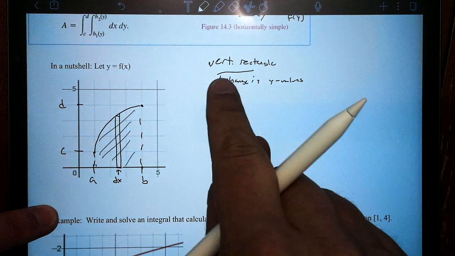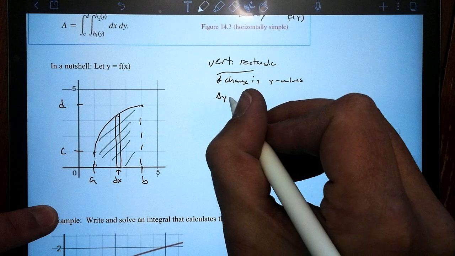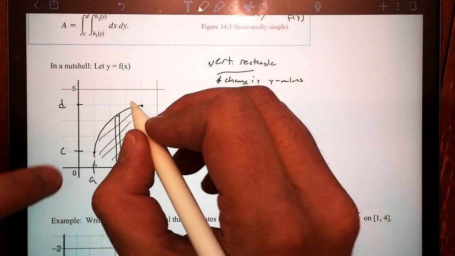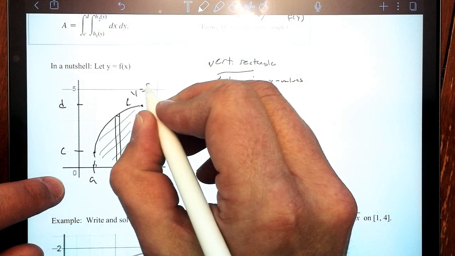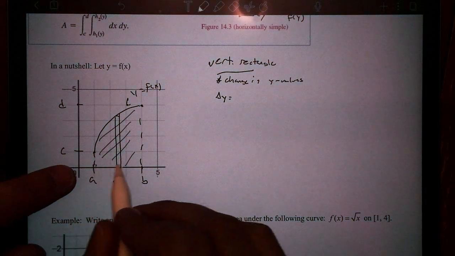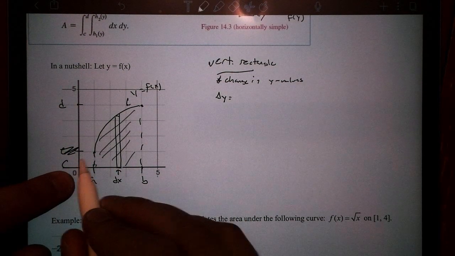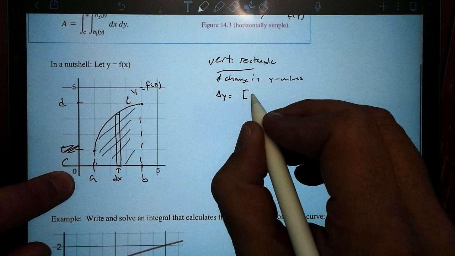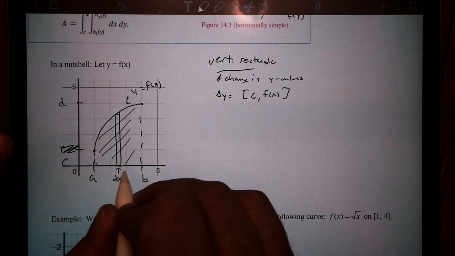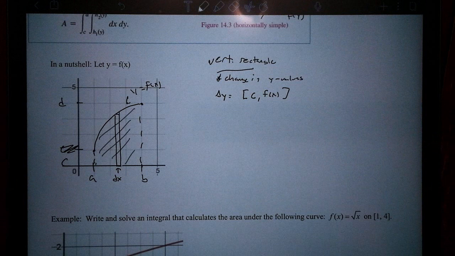So if the vertical rectangle gives me my change in y values, we can say my change in y values are the following. In this case right here, it's going to go from c to the function here. Remember, this function here is y equals f of x. So the smallest value we're looking at is going to be the bottom, which let's say is c, and my range is going to be from c to the function itself. Notice I did change c to the very bottom. In this case, c would be 0, just so we can have more of a generic case right there.